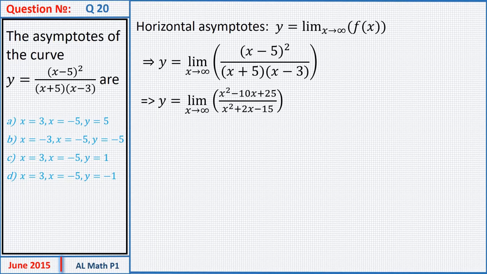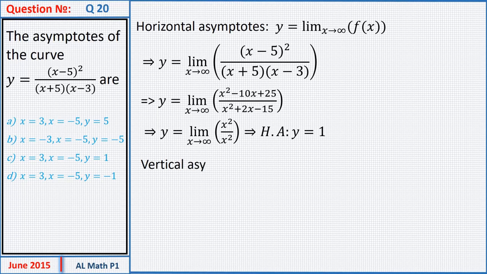So when you're finding the limit of a polynomial when x goes to infinity, you just take the highest degree. You forget about the rest. Just take the highest coefficient. So in this case, we will just take x squared and leave the rest. So we have x squared on x squared. Simplifying, we have 1 as the horizontal asymptote.